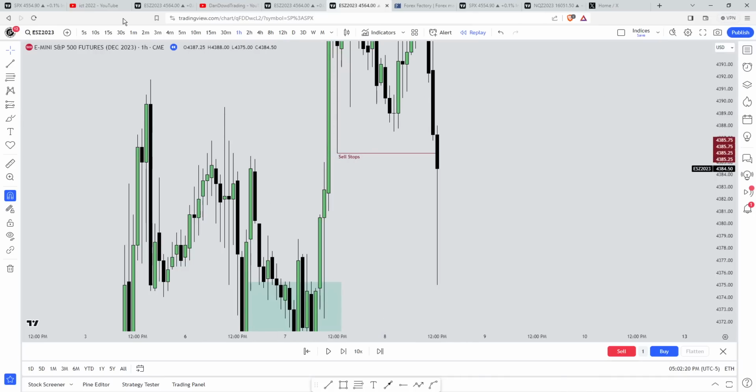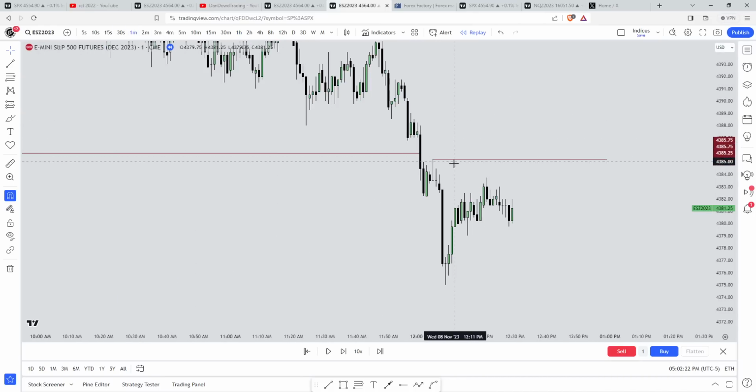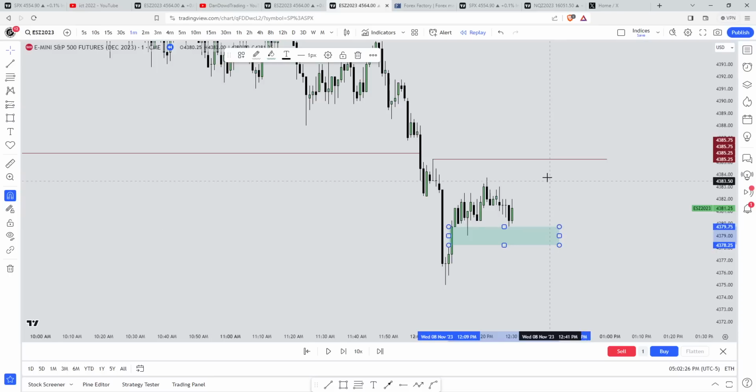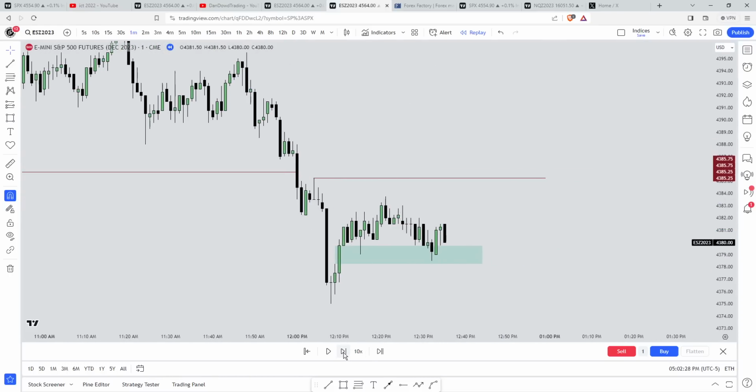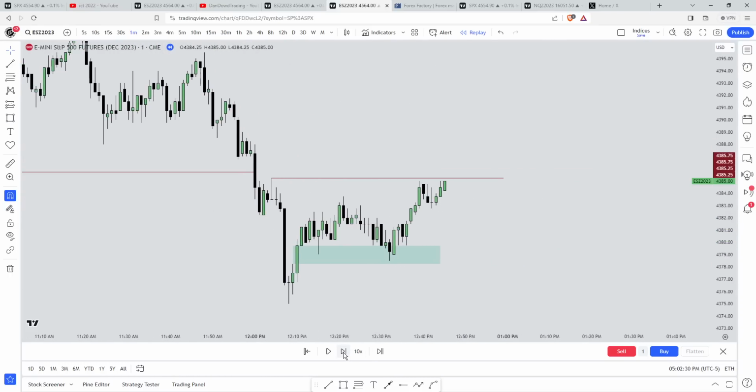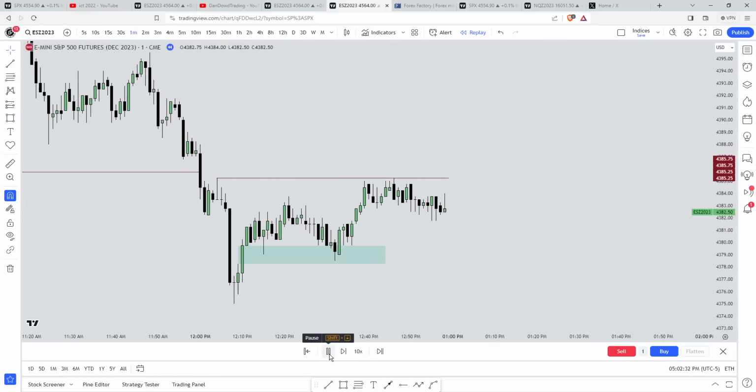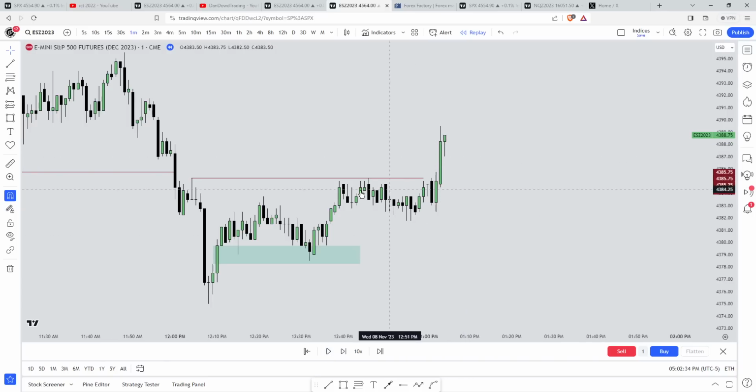So price took out the sell side liquidity on the 1 minute time frame. I'm looking for a market structure shift with a fair value gap. We have the fair value gap right here. I'm waiting for a market structure shift. So if we skip ahead a little bit, see price just consolidating. Once it breaks through this previous high, that's enough for me to be bullish.